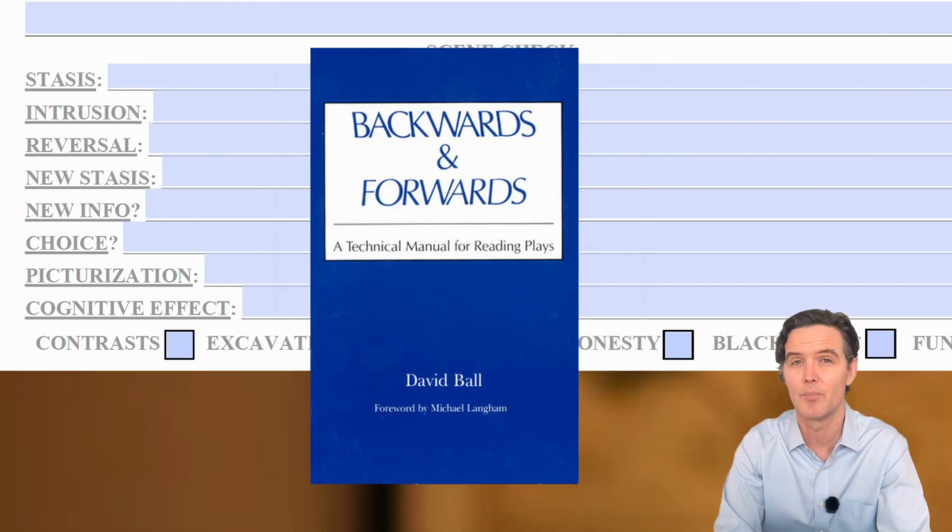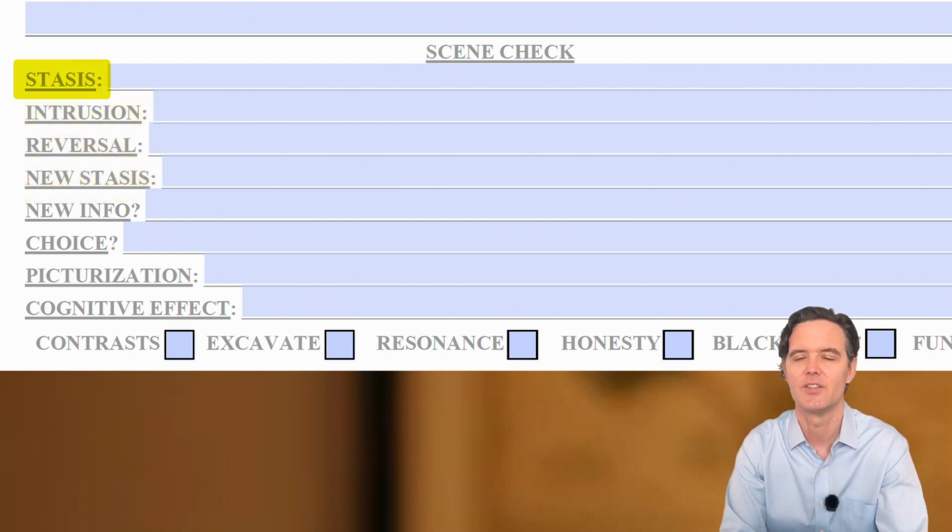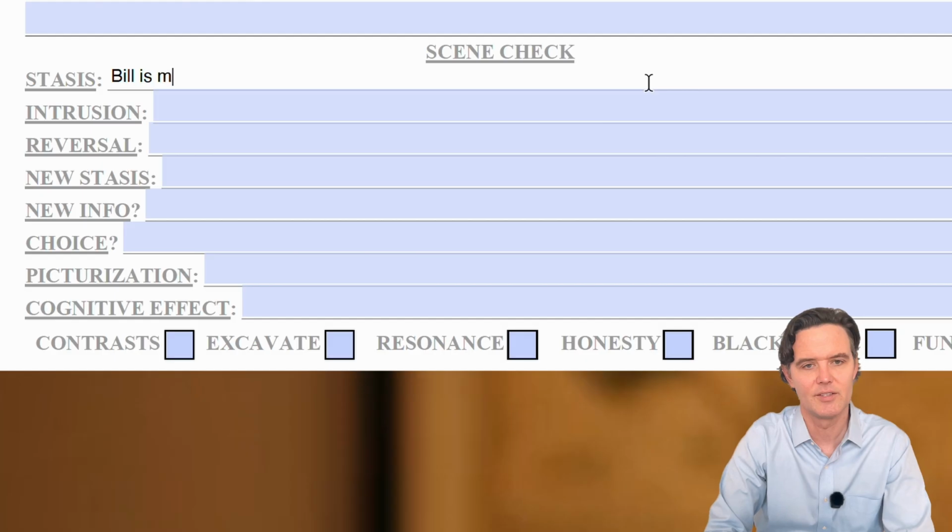This is another book for theater directors, but is pertinent to all storytellers. We have stasis, intrusion, reversal, and new stasis. Very simple. Stasis is just the state of being at the beginning of the scene. There's equilibrium. Everything is as it should be. Bill is making his sandwich.